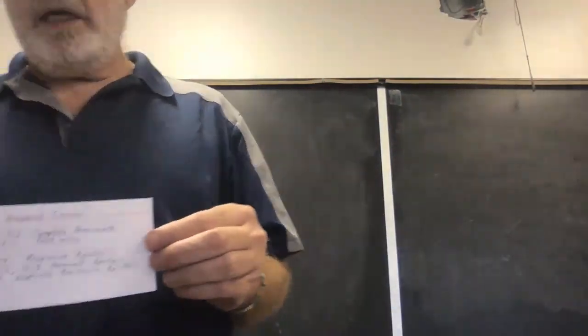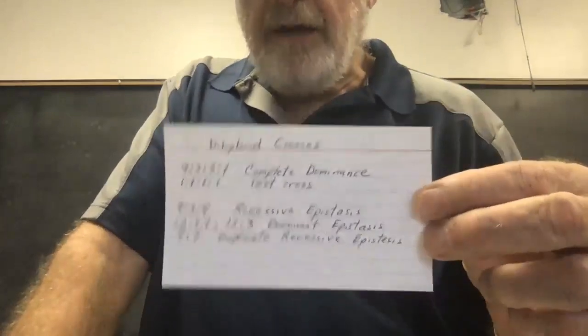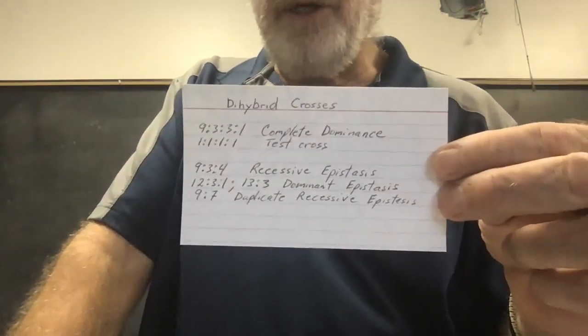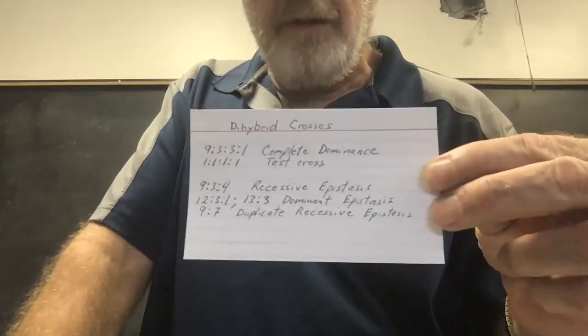And here is my little card with dihybrid cross ratios. First, we'll do the regular one with the 9:3:3:1 ratio, then a test cross, and we'll do an example of an epistatic cross.